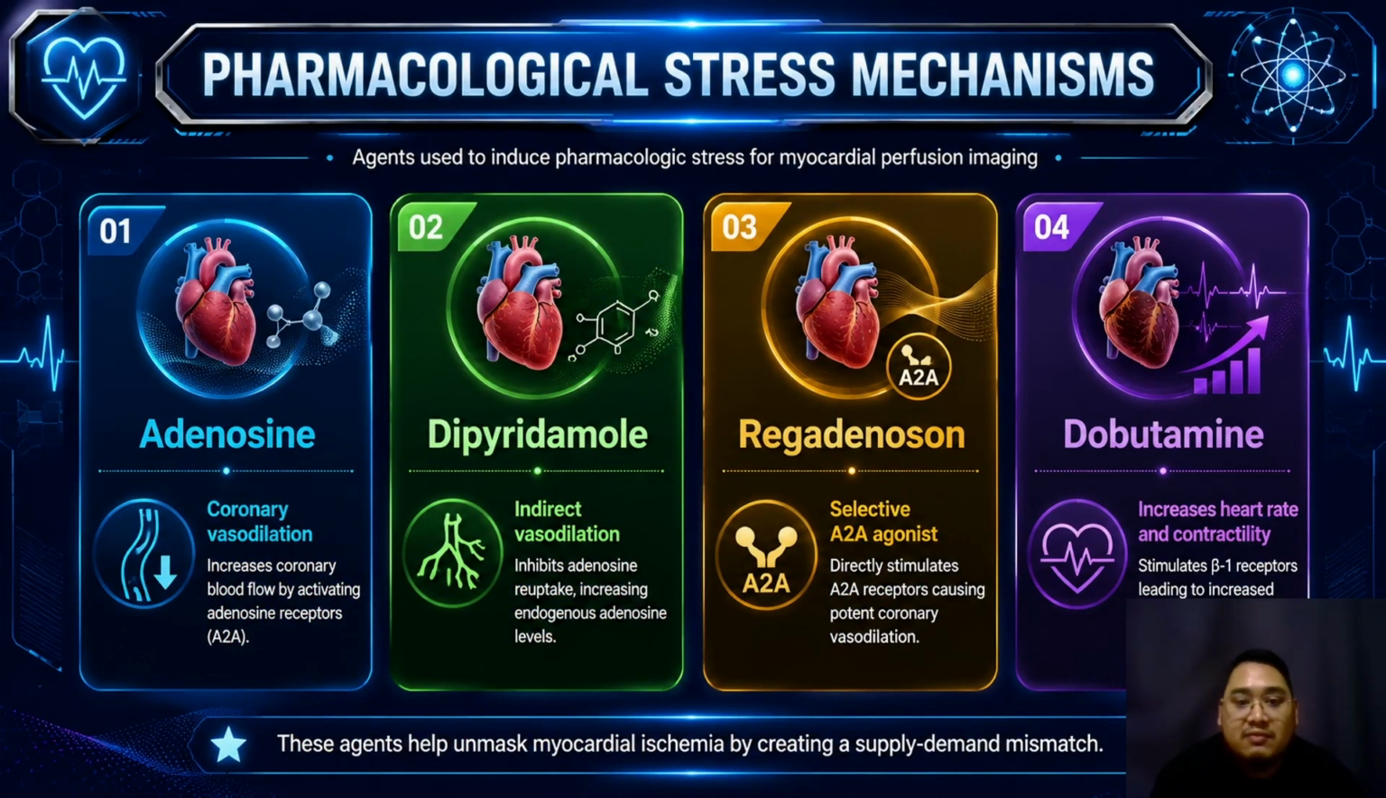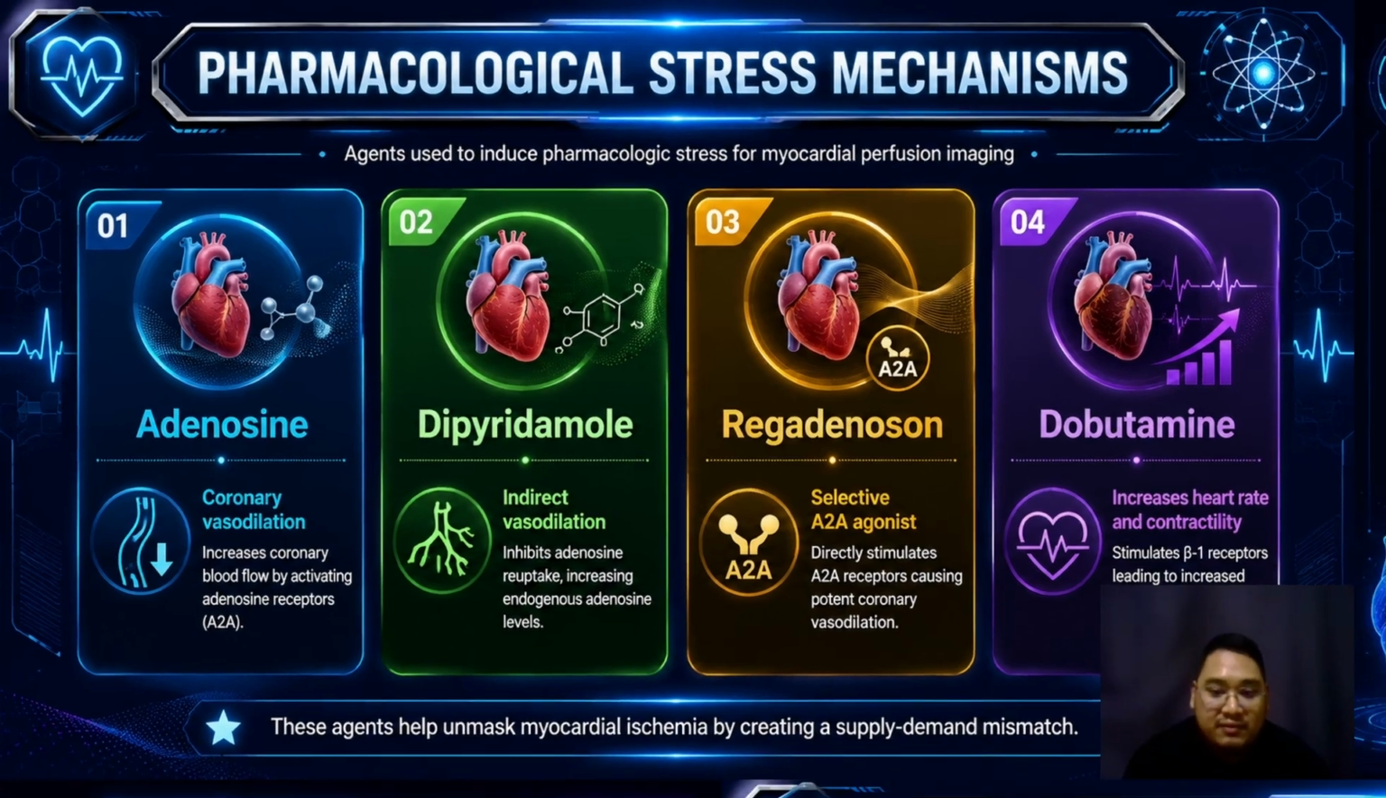For pharmacological stress mechanisms, several pharmacological agents can be used for stress testing, such as adenosine and dipyridamole, which produce coronary vasodilation. Regadenoson is a selective A2A receptor agonist that also causes vasodilation. Dobutamine works differently, by increasing heart rate and myocardial contractility, thereby increasing cardiac workload.